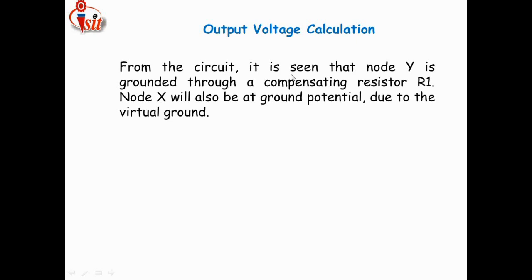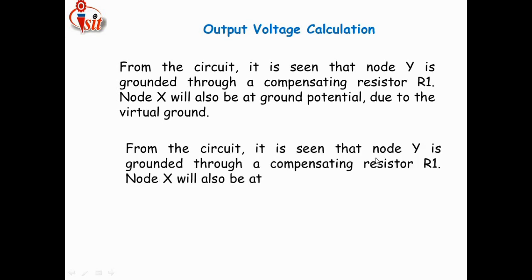Just see from the circuit, it is seen that node Y is grounded through a compensating resistor R1. That means R1 is connected to the positive terminal of the op amp, and it is directly connected to ground. Node X will be at ground potential due to the virtual ground concept. That means node X is related to the virtual ground concept, and node Y is connected to ground. From the circuit, node Y is grounded through a compensating resistor R1, and node X will also be at ground potential due to the virtual ground.